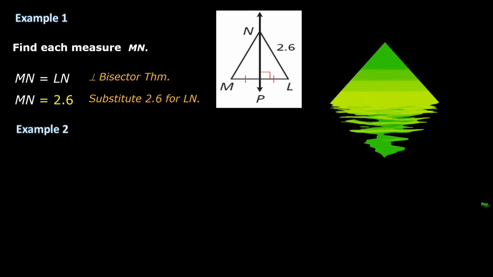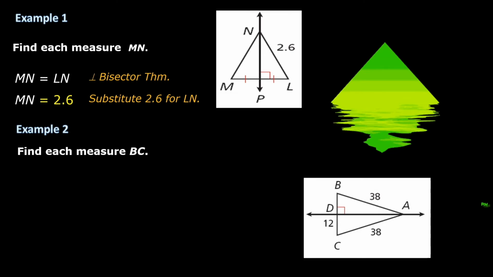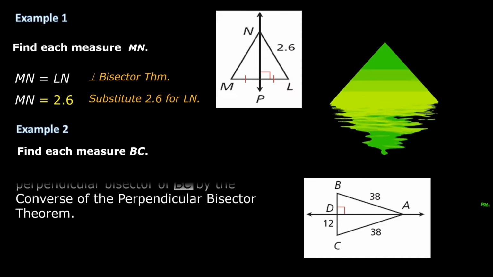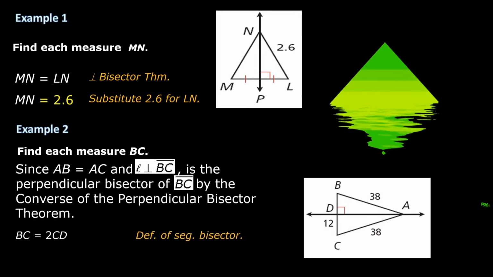Another example. As we see in triangle ABC here, we want to find the length of BC. Since AB equals AC and AD is perpendicular to BC, which is the perpendicular bisector of BC, by the converse of the perpendicular bisector theorem, BC equals 2CD, which is twice the 12, which is 24.